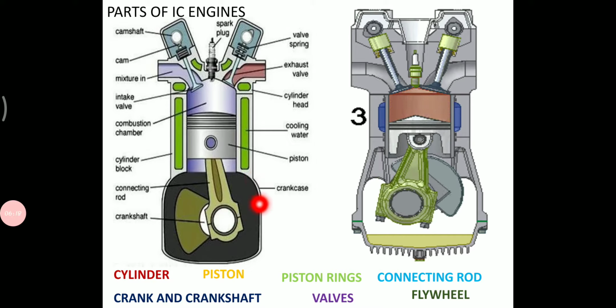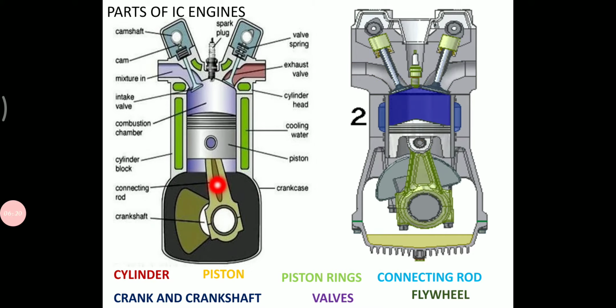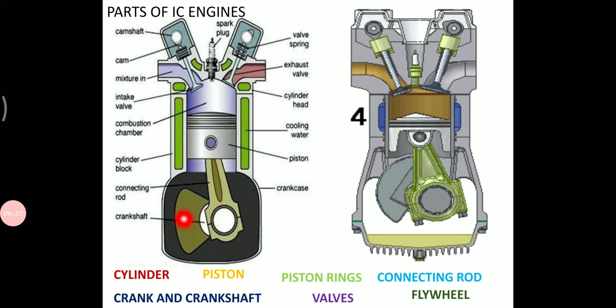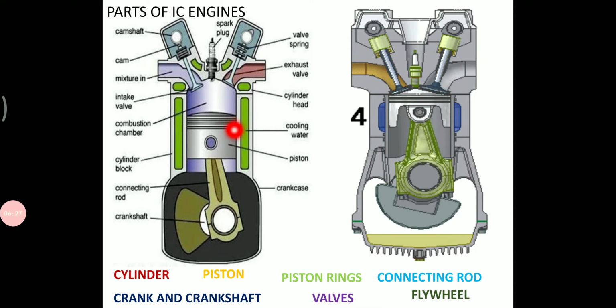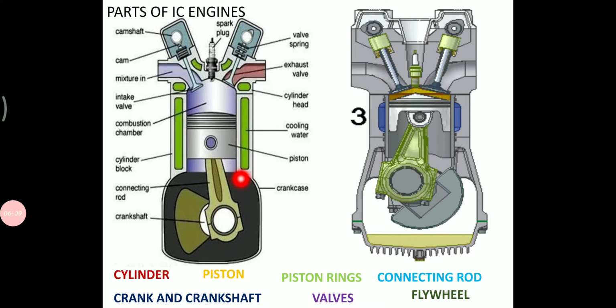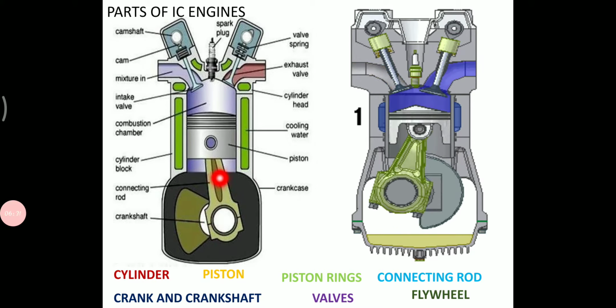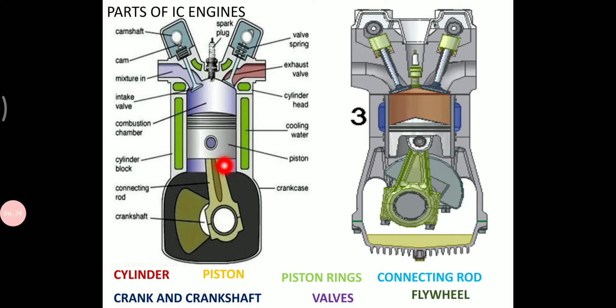Then this one is the crankcase. This one is the connecting rod. This one is the crankshaft. So usually the reciprocating motion of the piston is converted into rotary motion of the crank with the help of this connecting rod.